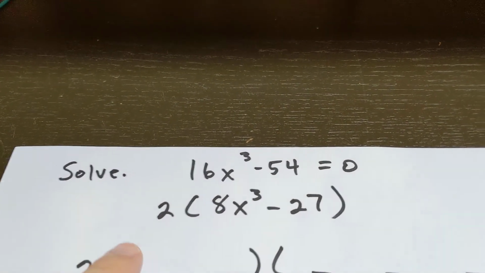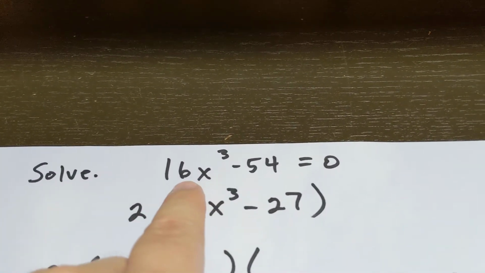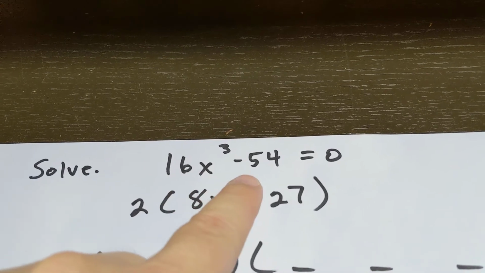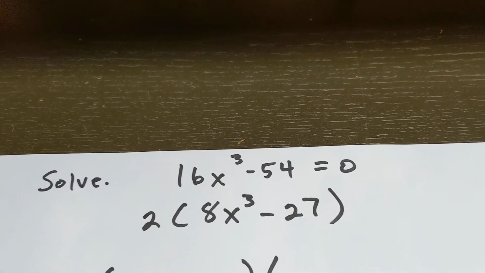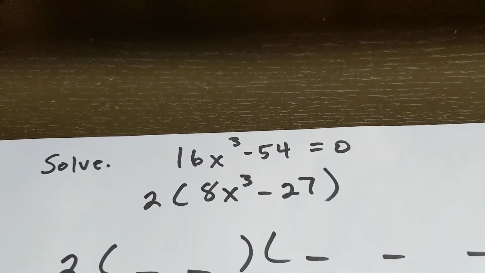All right, let's consider this problem. It says solve, and the original problem is 16x cubed minus 54 equals 0. So in a problem like this where we're solving, what we want to do is try to factor it first.